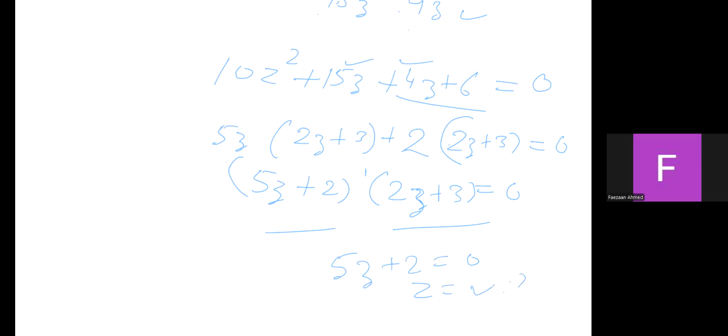So this is a very beautiful example where you saw multiple ways in which you could have approached this and solved a quadratic equation.